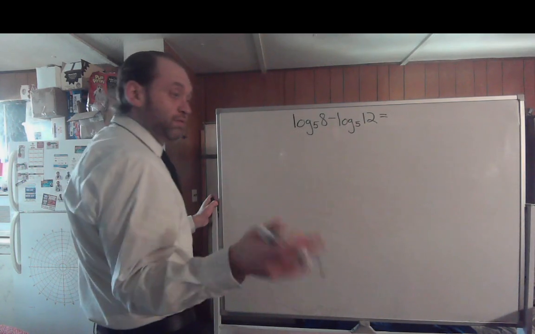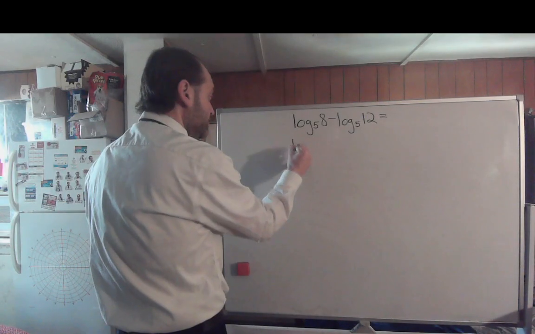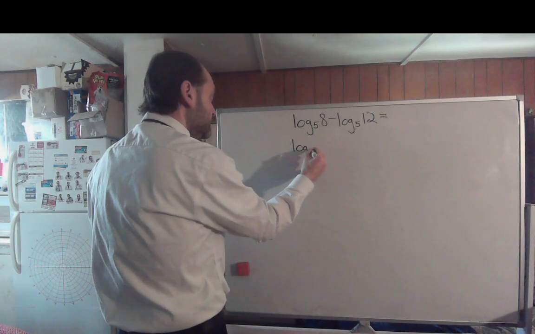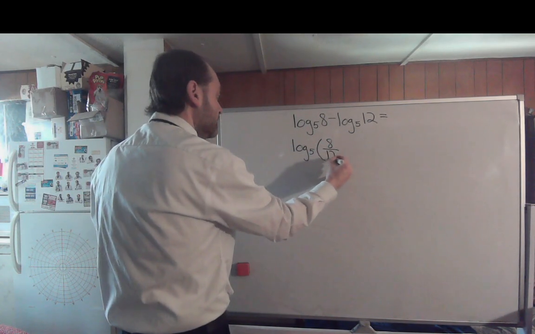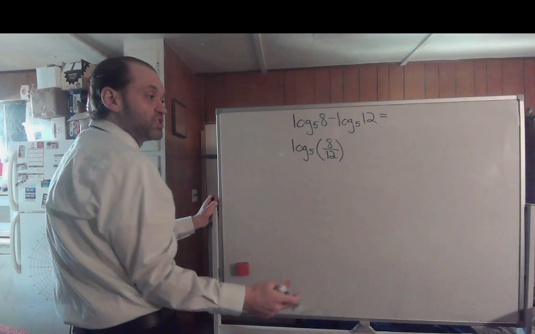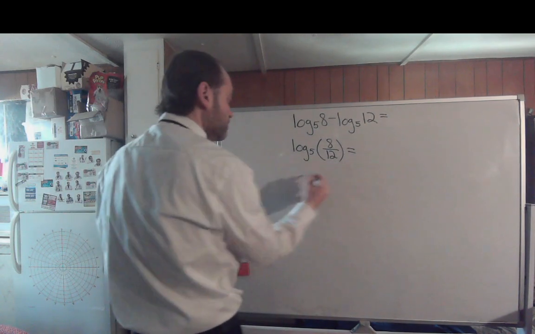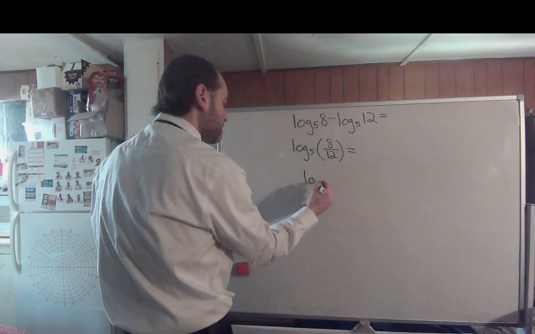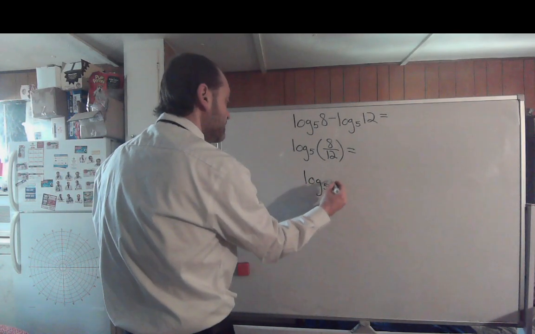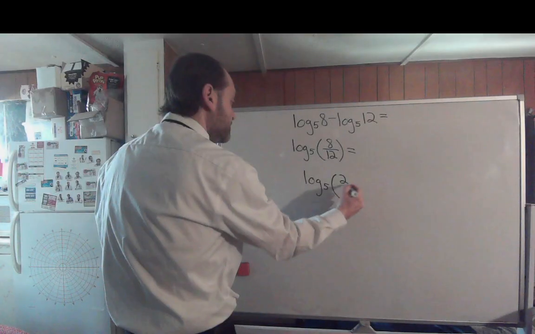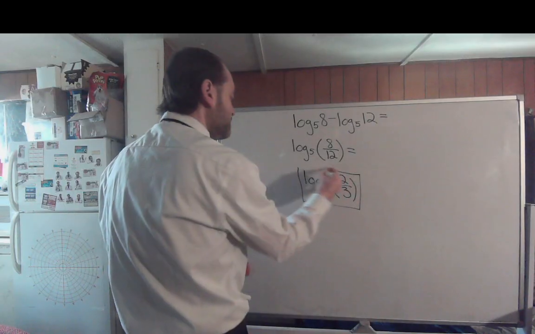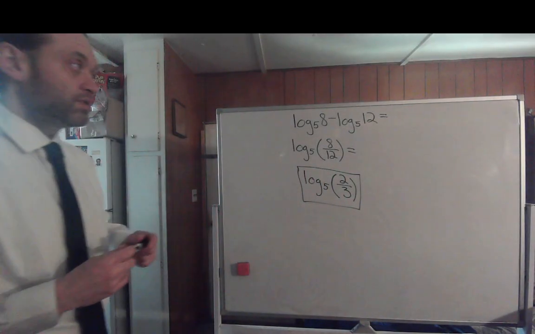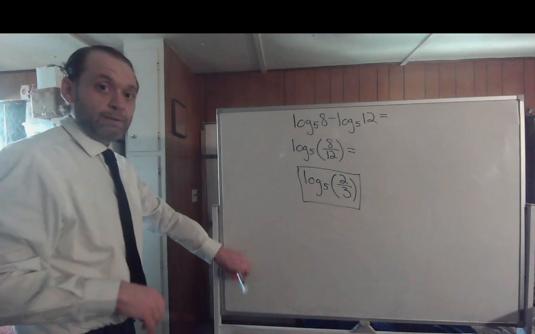So if it's a difference, that means it's a quotient rule. This would turn into log base 5 of 8 divided by 12, which 8 divided by 12 would simplify into log base 5 of 2/3. And that's the answer you would get. This would be log base 5 of 2/3 once you condense this.